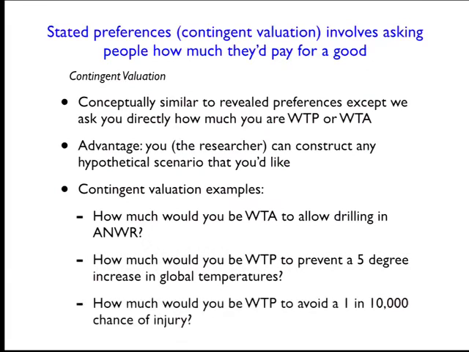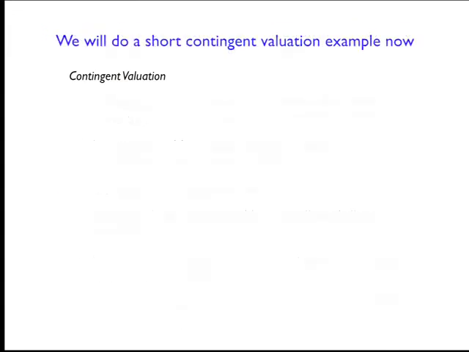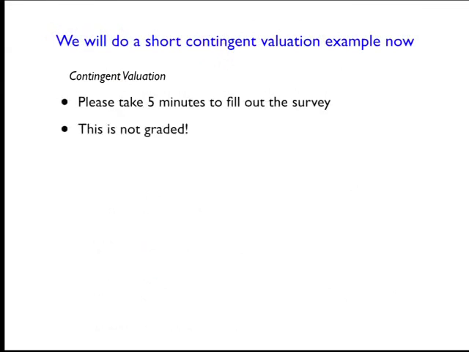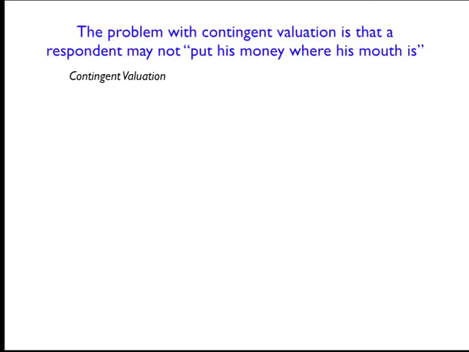Or how much would you be willing to pay to avoid a 1 in 10,000 chance of injury? Those are just examples of hypothetical scenarios you could come up with, but you could come up with any scenario you want. We won't do it right now, but as I said, I'm going to post a survey for you to take later today or tomorrow, and I'll tabulate the results and see some things. Also, note it is not graded, so don't worry about trying to get the right answer. Just answer whatever you think correctly reflects your own preferences, and I'll tabulate the results, and we'll discuss them later on.